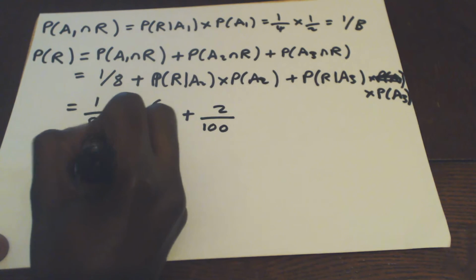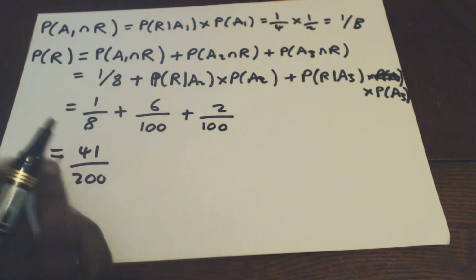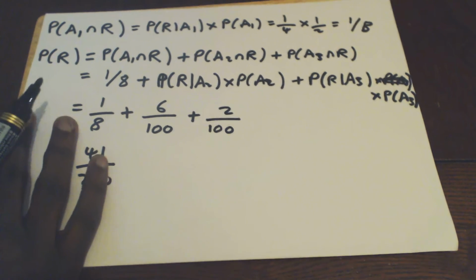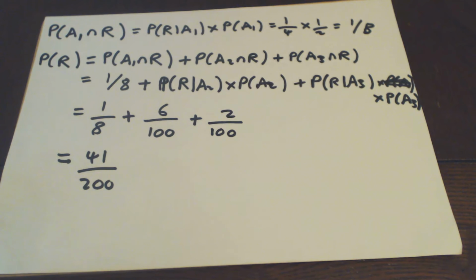you should get 41/200. So yeah, I just didn't simplify them because in the exam it's just easier to have these over 100. But yeah, so that's the answer to R. Not the answer to R, the answer to the second question, but that is the probability of R.